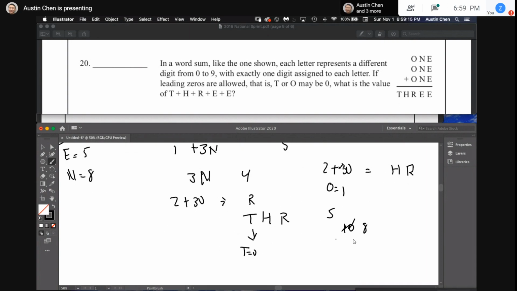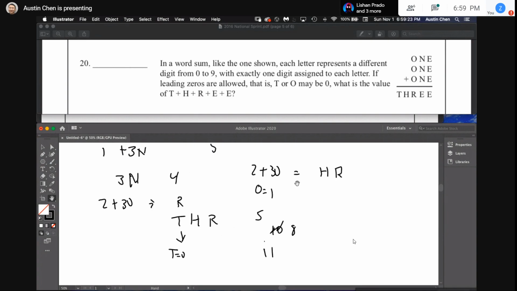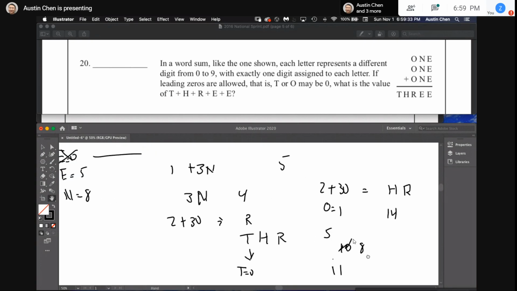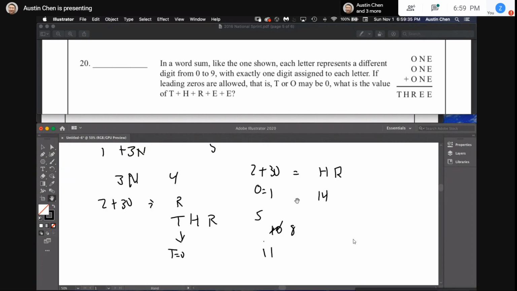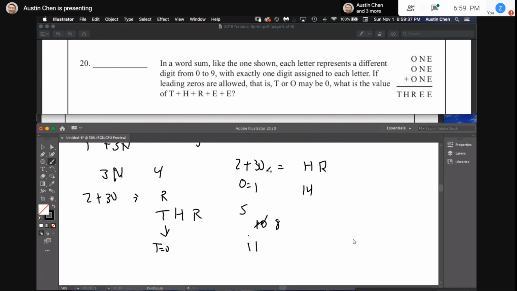Okay. And then O equals 3, then we'll have 11. But that doesn't work because H and R can't both be 1s, right? And then O equals 4, then we'll have 14. But we're saying O equals 4, but then we're saying R equals 4, so that doesn't work, right? We can't have O equals 5, we already used 5. 6 will be, what, 20? That doesn't work because it has a 0, we used 0.